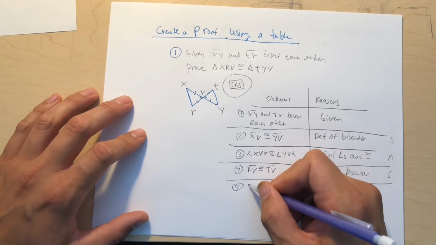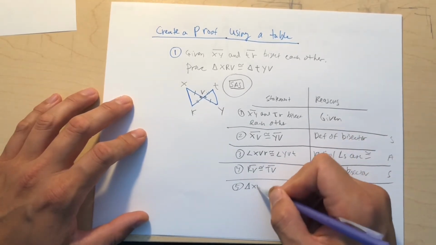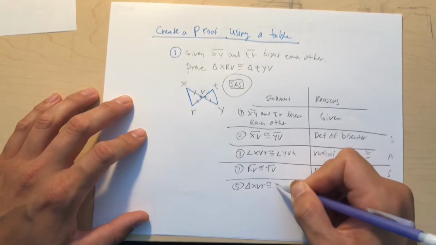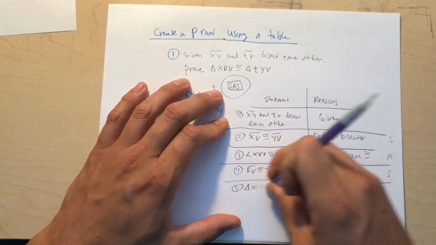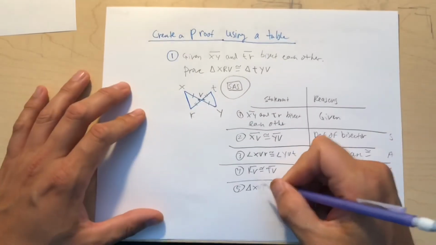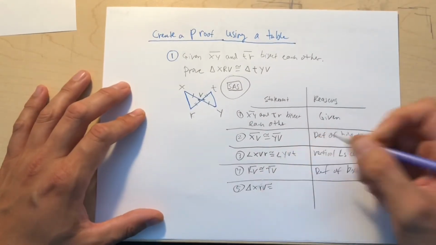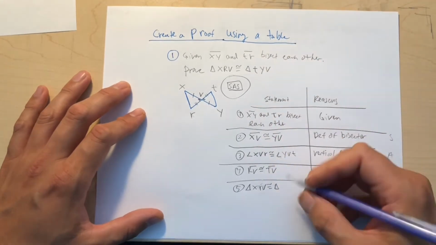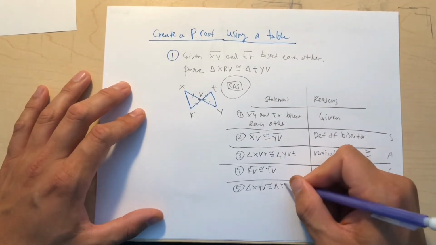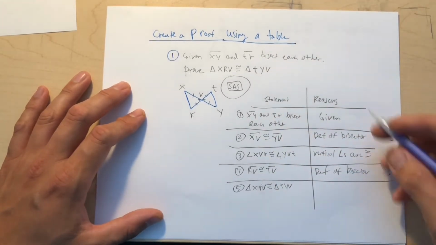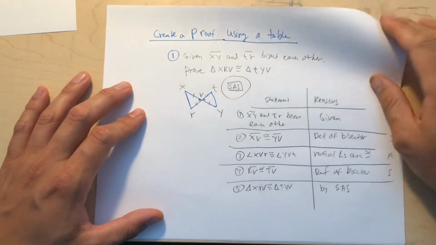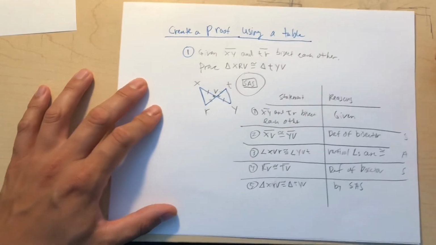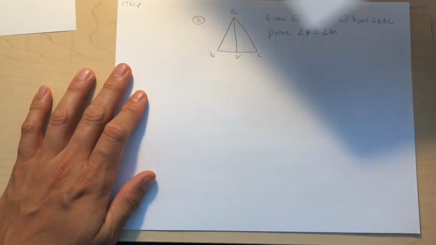So that we can state down the triangle, my bad, triangle XVR is congruent to triangle TYV, and then what's the reason? By side, angle, side. All right, if you have any questions, let me know, but that's our first one, number 2.